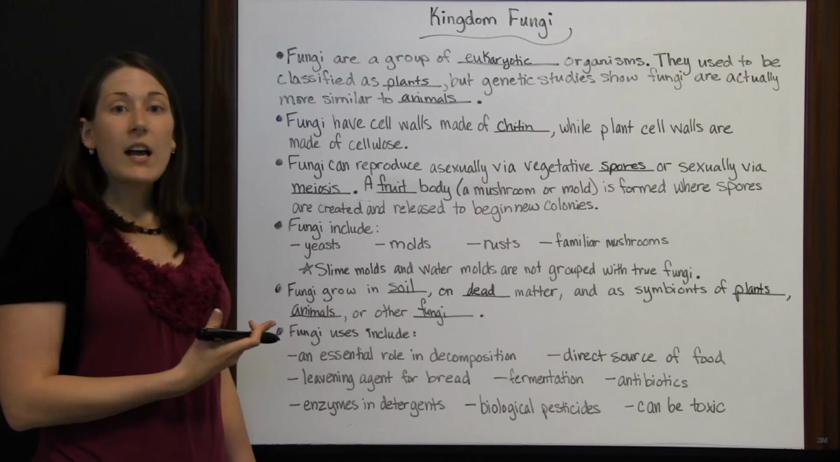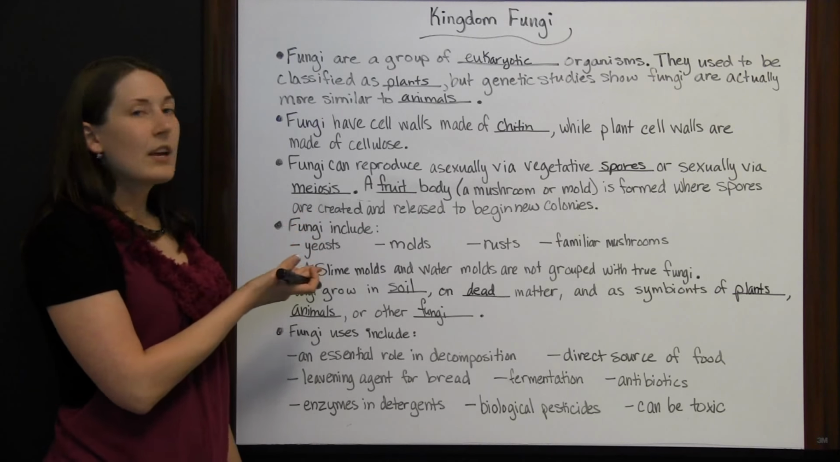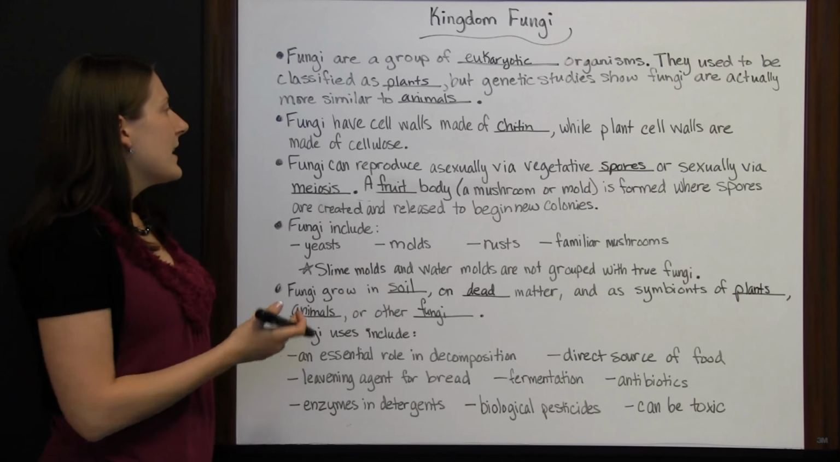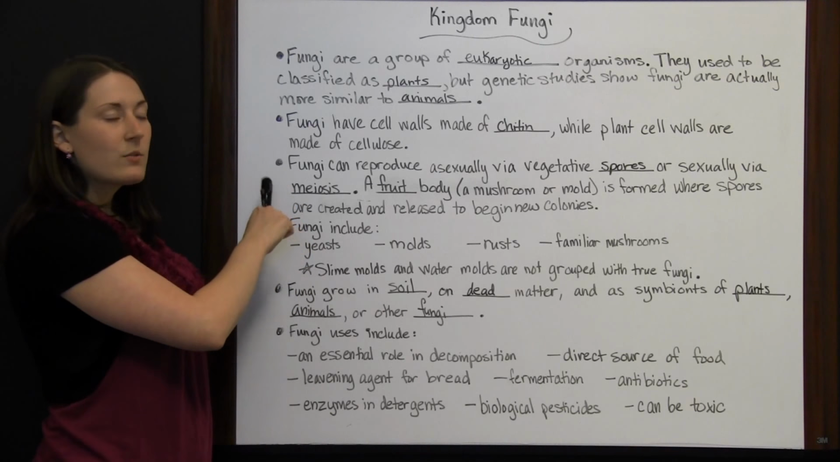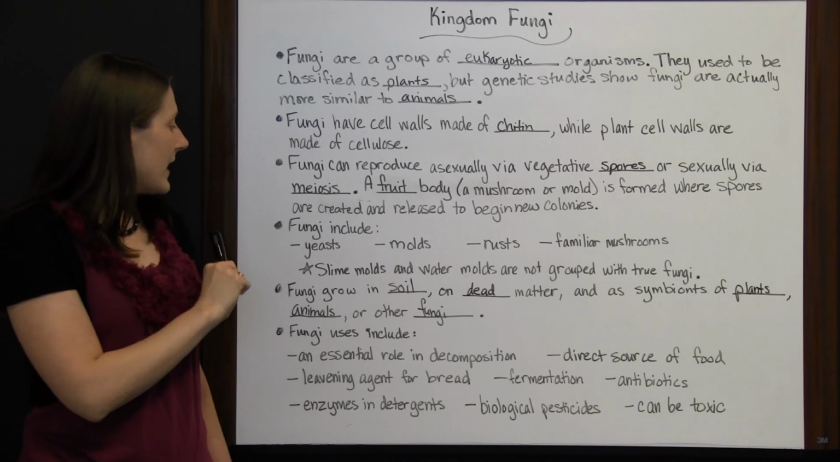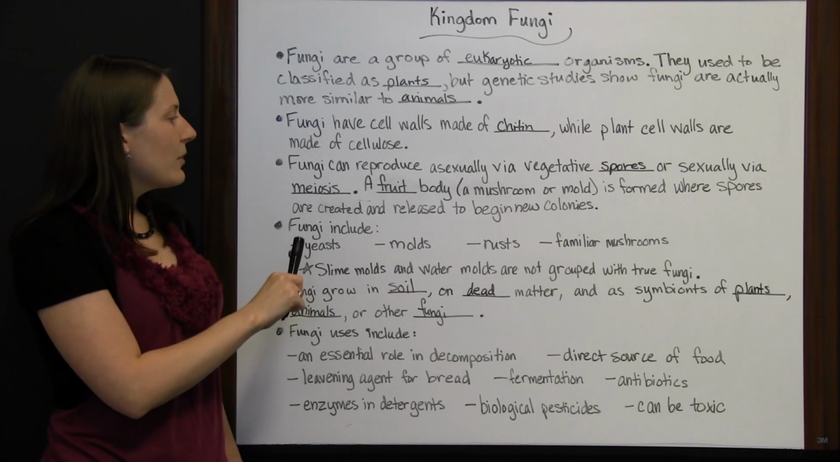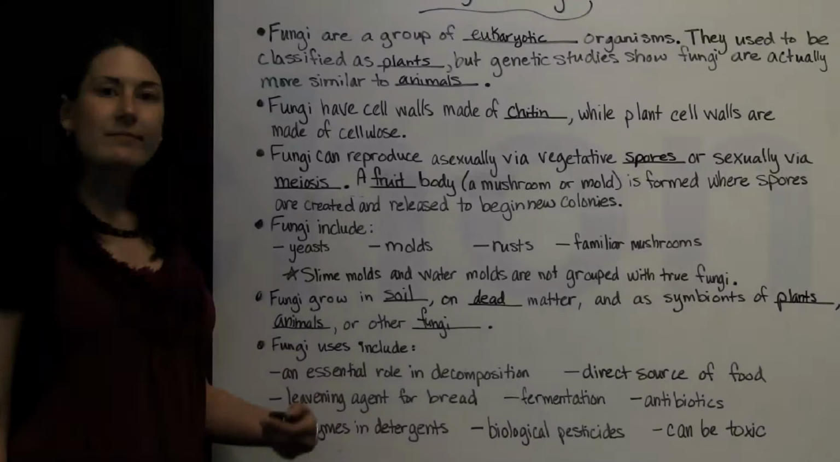So kingdom fungi is going to consist of eukaryotic organisms, and they're going to have cell walls made of chitin. They can reproduce asexually or sexually, and they are going to include yeast, molds, rust, and familiar mushrooms.